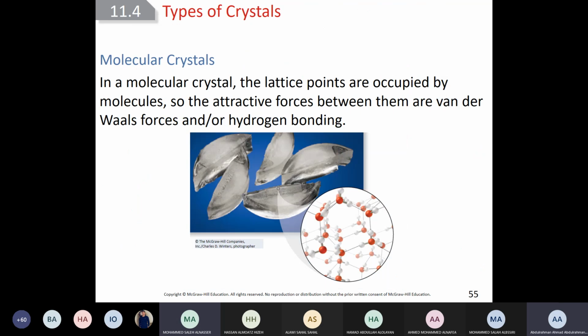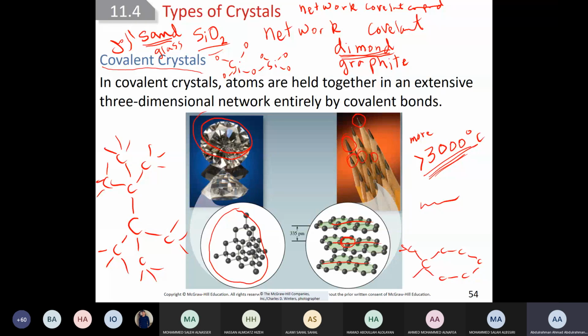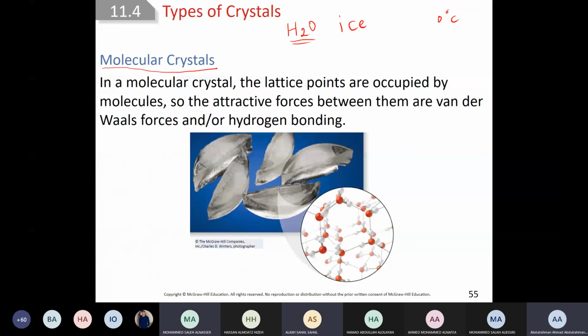Yes. Now, molecular compounds are like water, like ice, H2O. What's the force between them? It's very, very weak. At what temperature can you melt H2O? 0 degrees Celsius. Diamond is more than 1,000. What's the property of molecular crystals, the compounds made of molecular crystals?